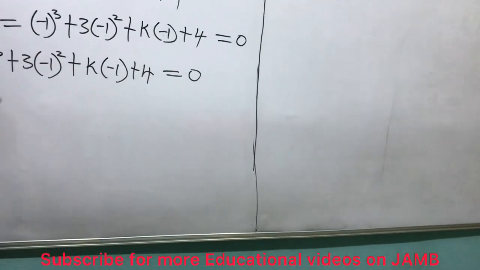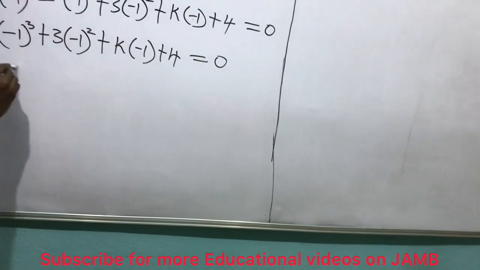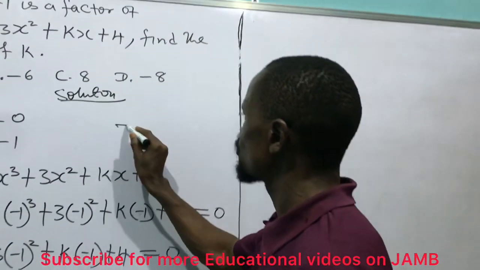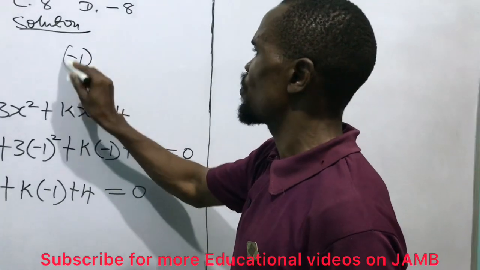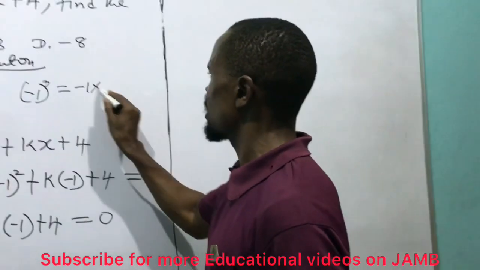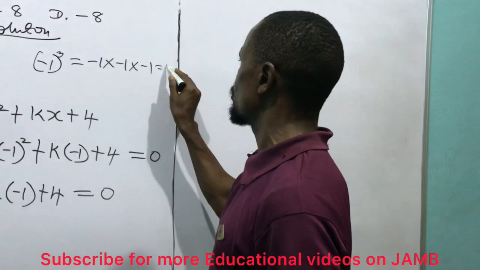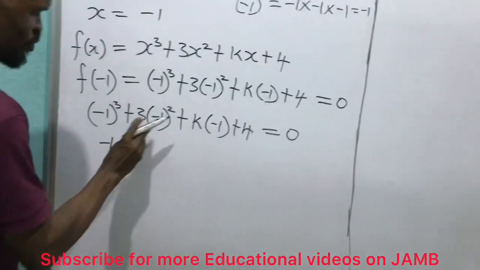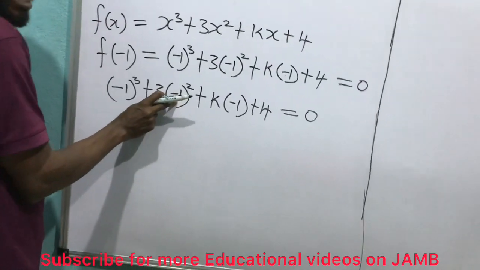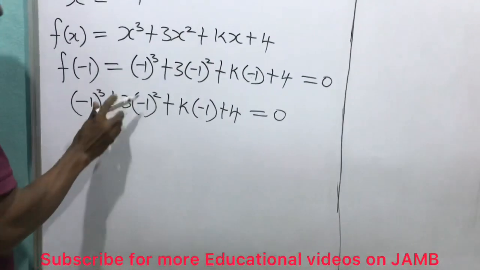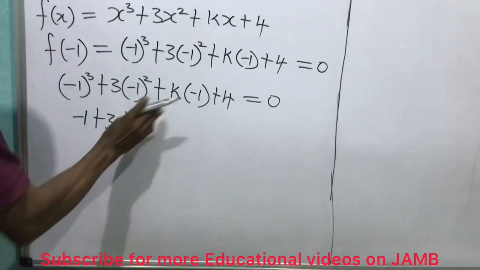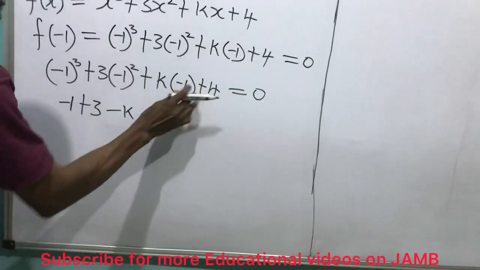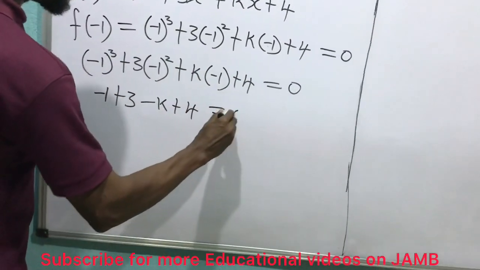Then minus 1 raised to power 3 will give me minus 1. I think you know what I mean by that. This minus 1 raised to power 3 is minus 1 times minus 1 times minus 1, which is equal to minus 1. Then this gives me minus 1 plus this will give me 1. Minus 1 times minus 1 will give me 1. 1 times 3 will give me 3. Plus this now will become minus 1 times k, which gives me minus k, plus 4, and it is equal to 0.